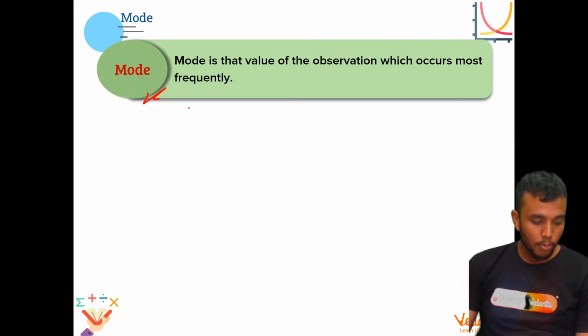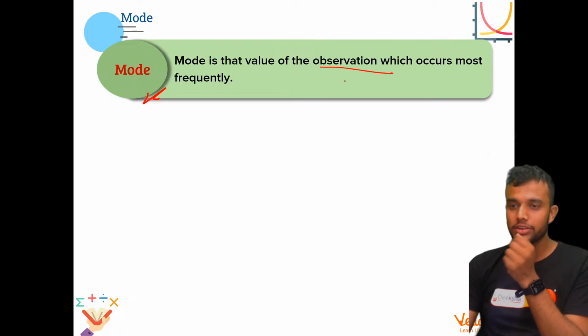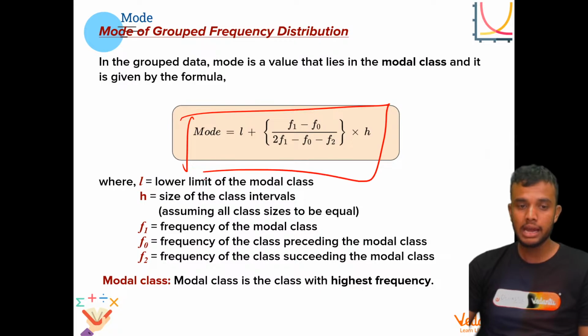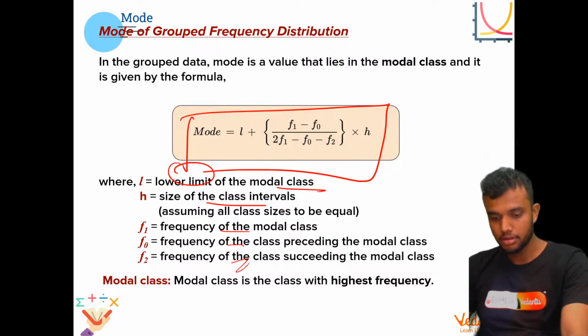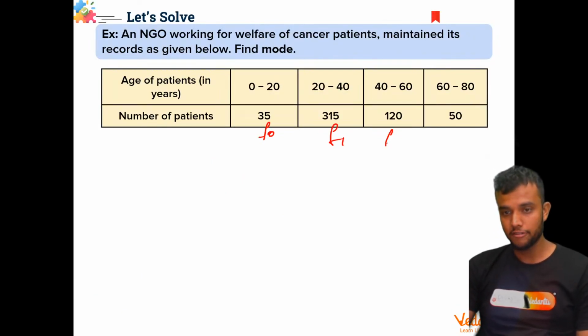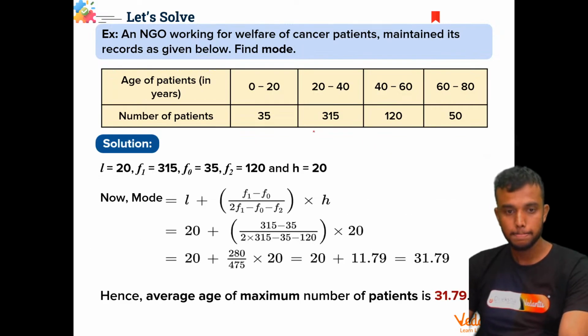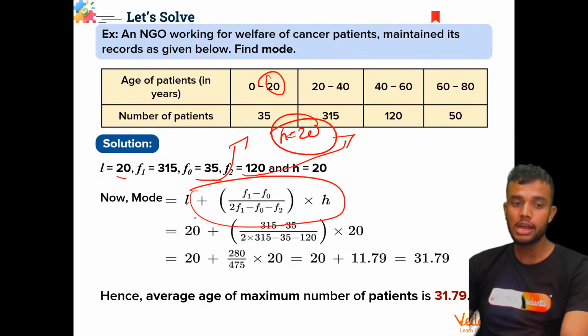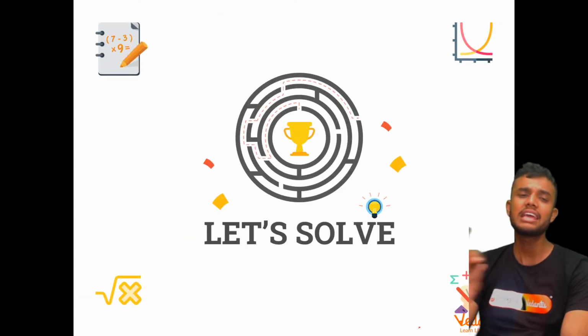Then mode, the last one, students. What is mode? Mode is the value of the observation which occurs most frequently. For example, how to find the mode? Here l is the lower limit of the modal class, h is the size of the class interval, and f1, f2 are these values. Come on, let's solve it. Here, students, what is the f0 value? This is f0, f1, f2. Here l is equal to 20, the lower limit, then h is equal to 20 only. Then f0 value 35, f1 value 315, f2 value 120. These are the corresponding values, l value 20, substitute this, then you get the answer. Very easy, mode is very easy.